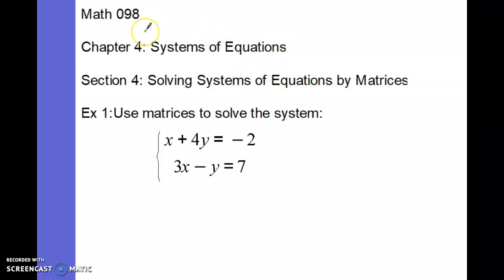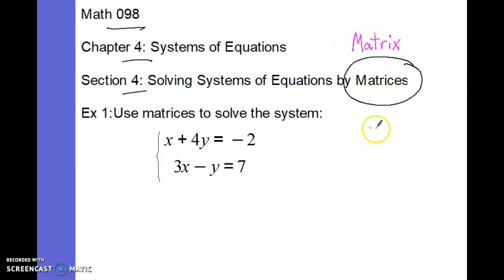Welcome back, Math 098. We're doing Chapter 4, Section 4, and I believe this textbook assumes that you have experience with matrices. I don't know if that's true. But what a matrix is, so matrices is the plural of matrix, sort of like vertices is the plural of vertex. It's just a collection of numbers that we put in a bracket. So it looks something like this, and we define a matrix by rows and columns, excuse me.